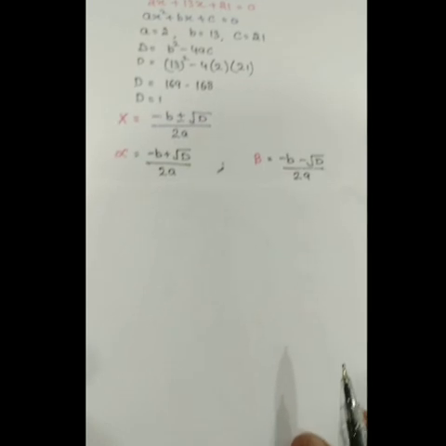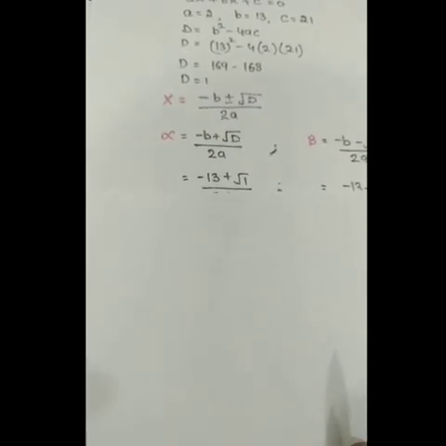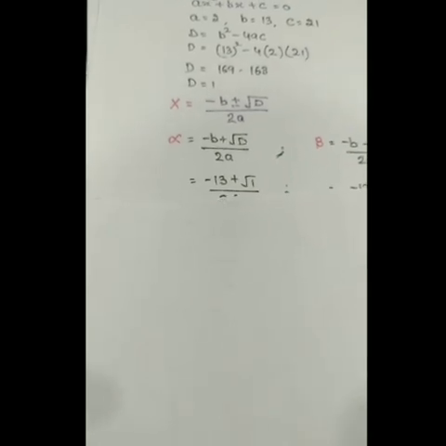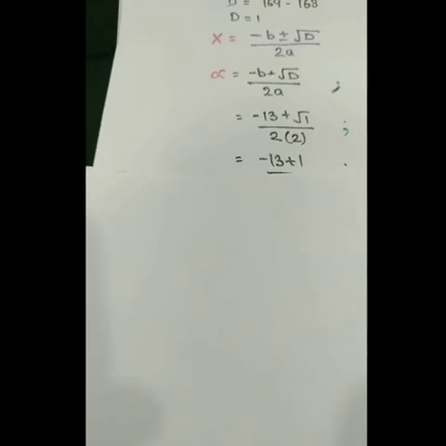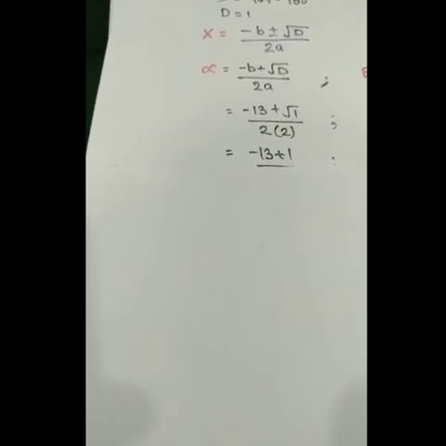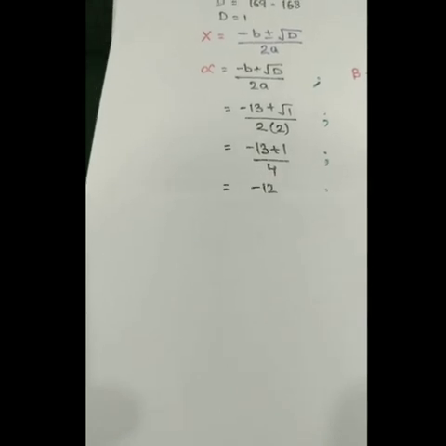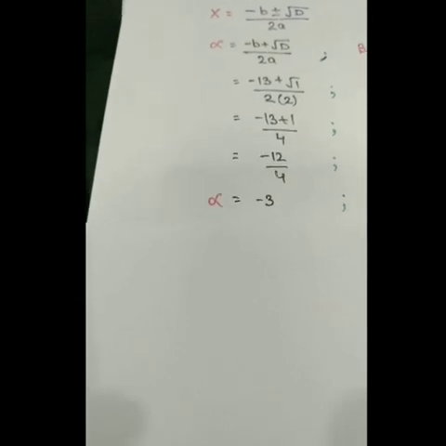So firstly we solve the first one, that is alpha. For alpha, b is 13 and D is 1, therefore √D is √1, over 2a, where a is 2, so 2 × 2. So −13 plus the root of 1, which is 1, therefore it becomes (−13 + 1) / 4, that is 2 × 2 = 4. So it is −12 over 4 and alpha is −3.